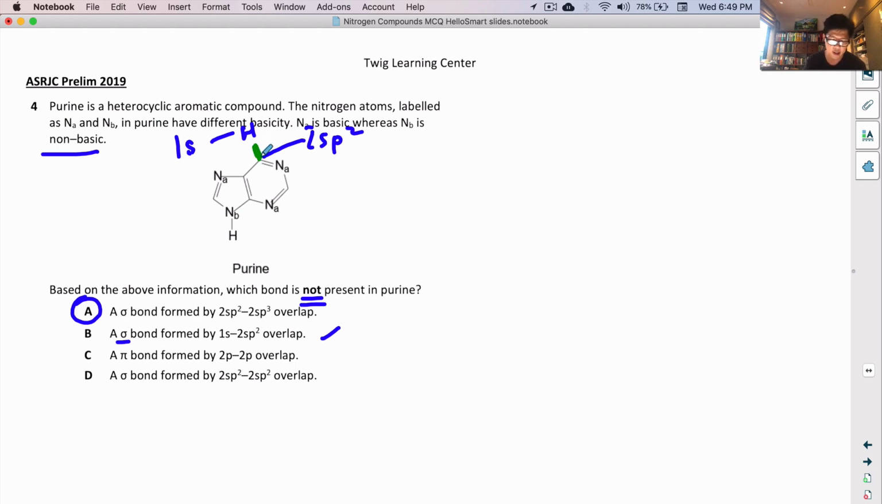The overlap here is 1s and 2sp2. This one, 2p, is a pi bond. All the pi bonds, as you can see, are 2p and 2p overlap. The sigma bond is formed from 2sp2 and 2sp2: this carbon and this nitrogen are sp2, sp2 overlap, but it's a sigma bond, of course. Just to give you a rough idea.